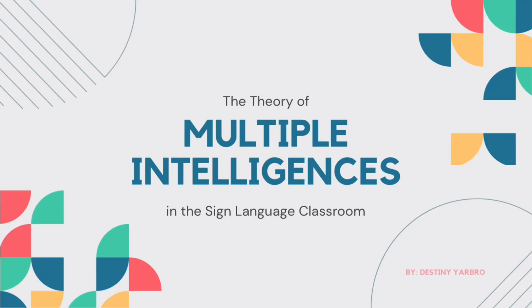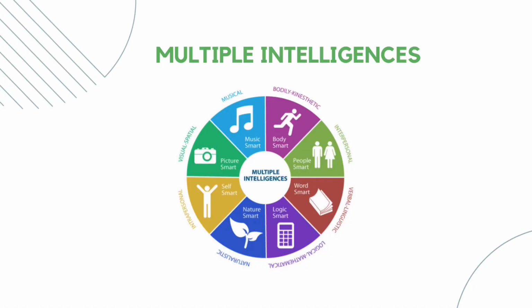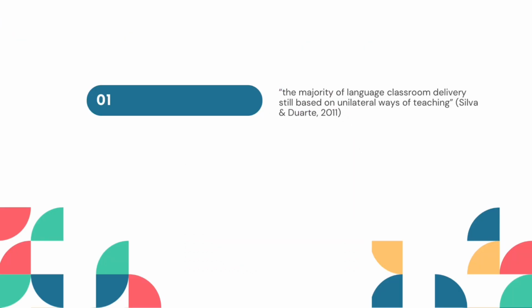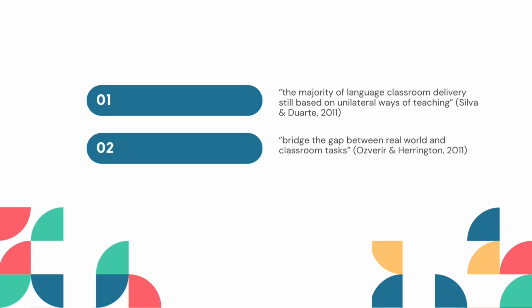The theory of multiple intelligences in the sign language classroom. With the majority of language classroom delivery still based on unilateral ways of teaching, there is an increase of research on authentic language learning activities in order to bridge the gap between real-world and classroom tasks.